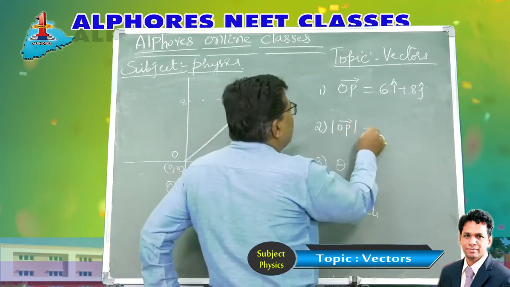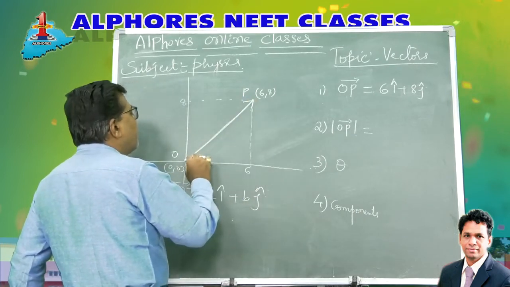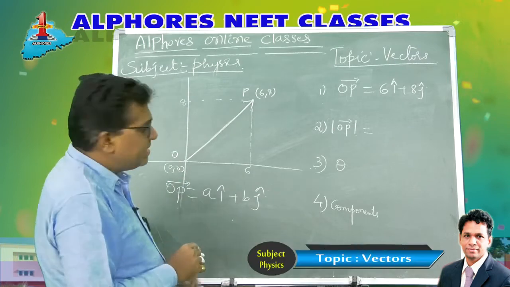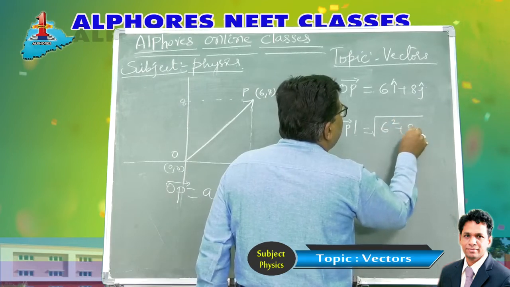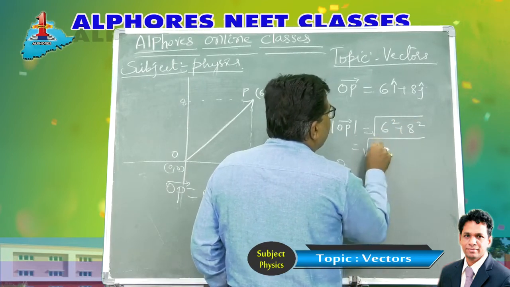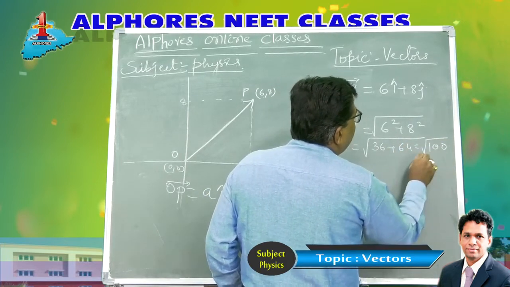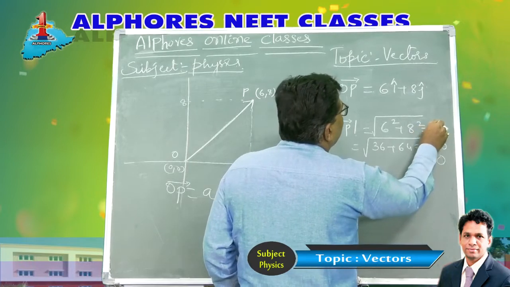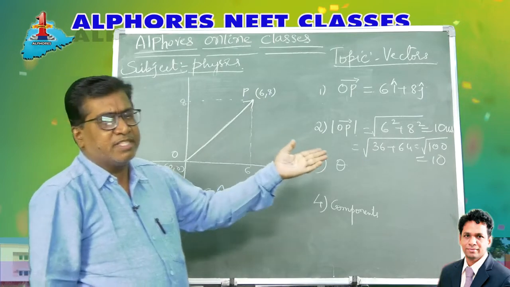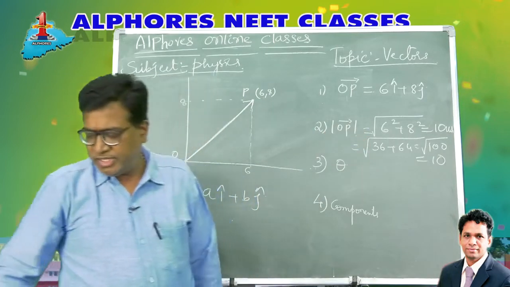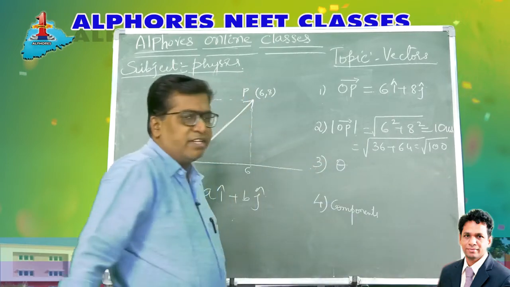Then how about the magnitude of the vector? If this is 6 units and this is 8 units, our magnitude is the length of the line segment, which is the hypotenuse. It is the square root of 6 squared plus 8 squared, which is the square root of 36 plus 64, root 100. The value is 10. So the magnitude is 10 units, whatever the units. If it is displacement, it is in meters; velocity, meter per second; if it is force, newtons, and so on. So the magnitude of the vector is 10.